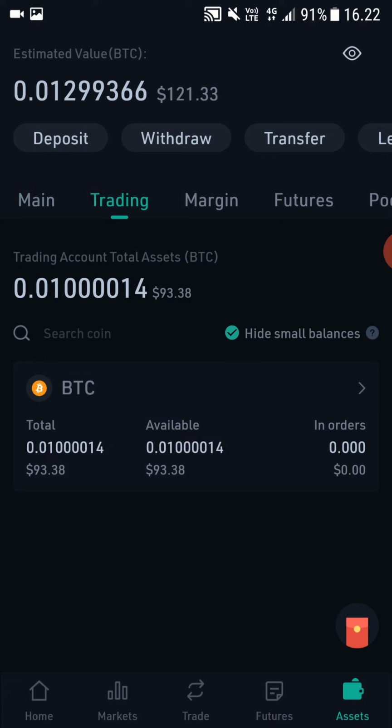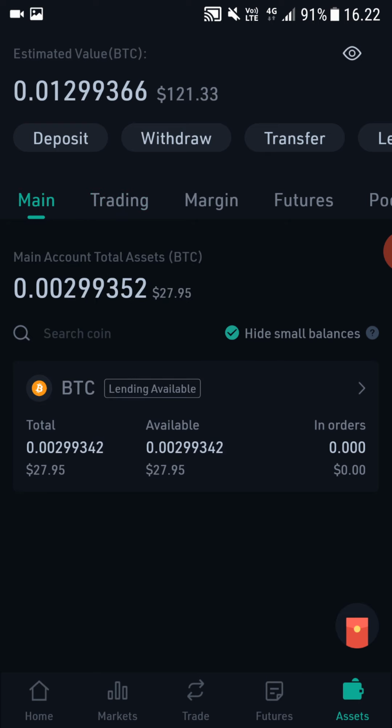But anyway, keep your cryptocurrencies that you want to trade in trading wallet, and that you want to just hold, or just don't want to trade now, just keep them in your main wallet. Really simple, this is really a good option. I really like it, but it's really confusing when I was first learning this.